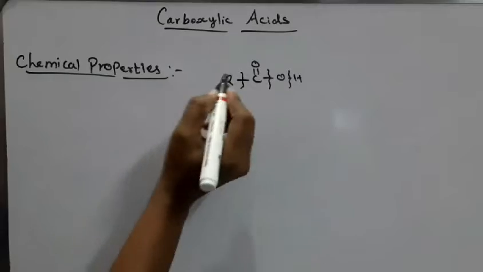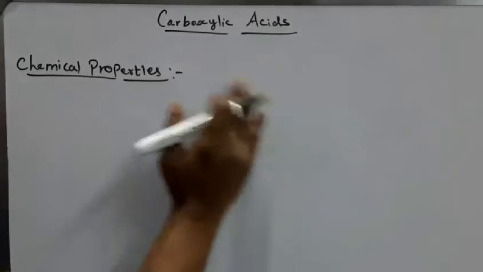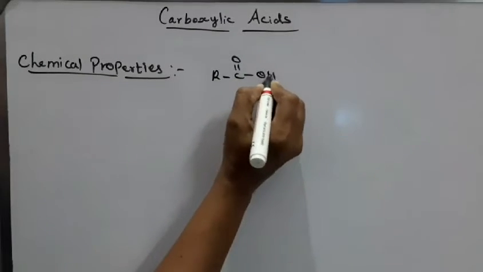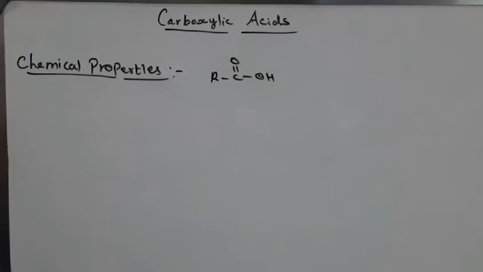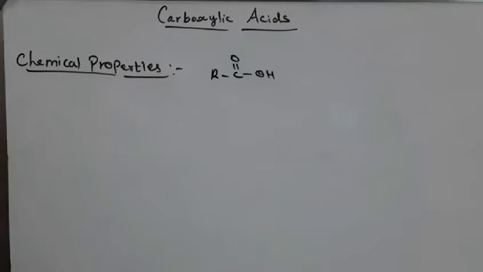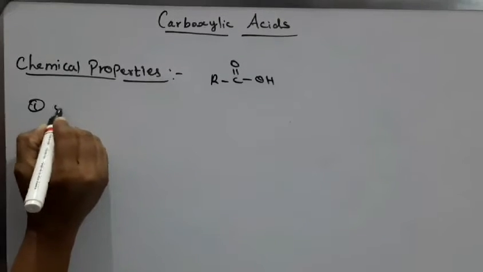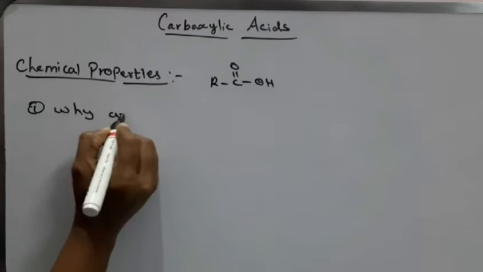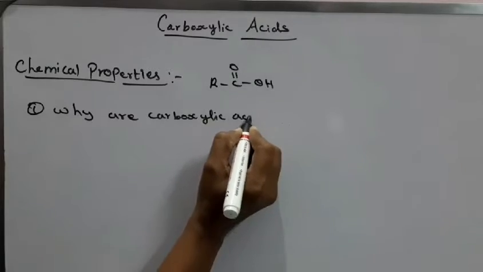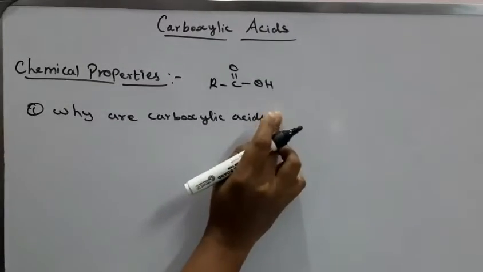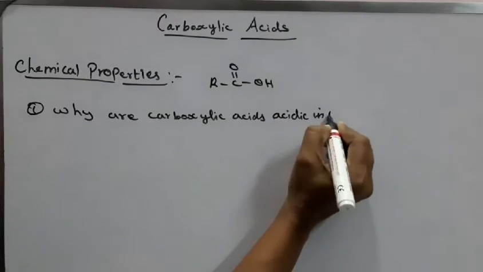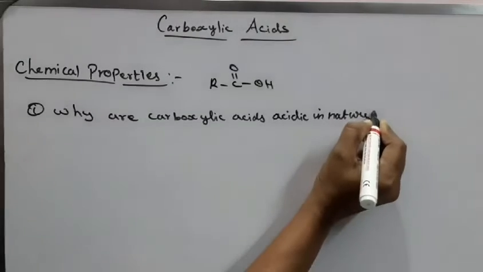So again I will write R-C double bond O, single bond OH. This is the general formula. Regarding chemical properties, carboxylic acids are highly acidic in nature. The board question is: why are carboxylic acids acidic in nature?